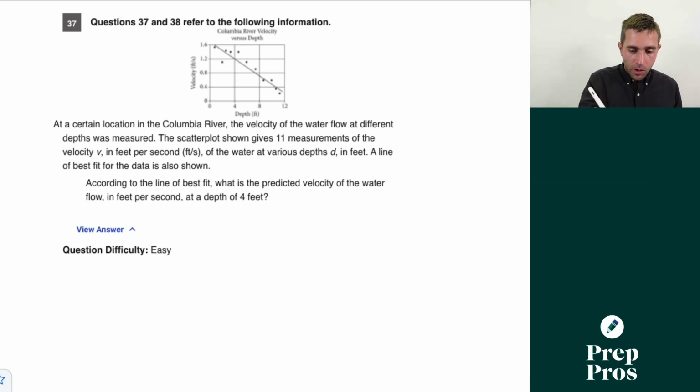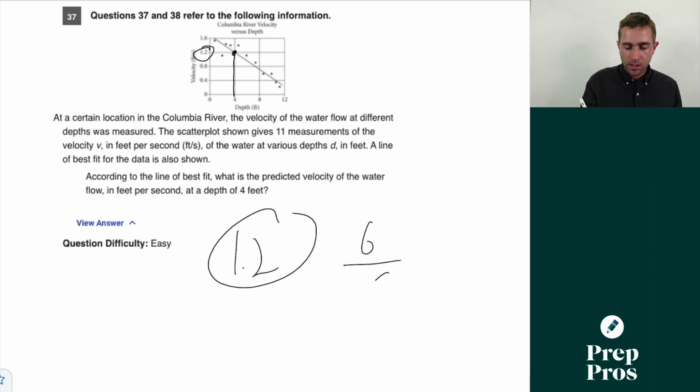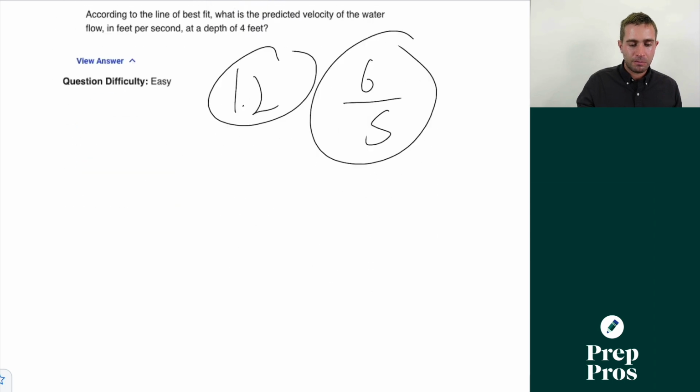Well, all we're doing here is tracing up from 4 and seeing where it's intersecting the line of best fit. That's going to be our predicted value. So our answer is simply going to be 1.2, or you could fill in 6/5.